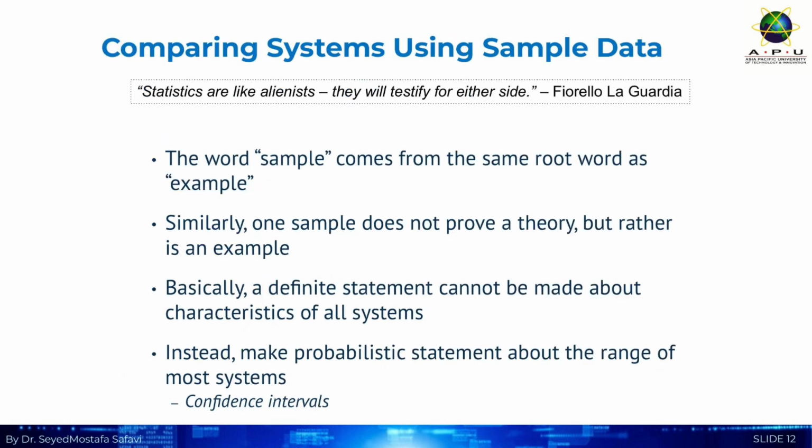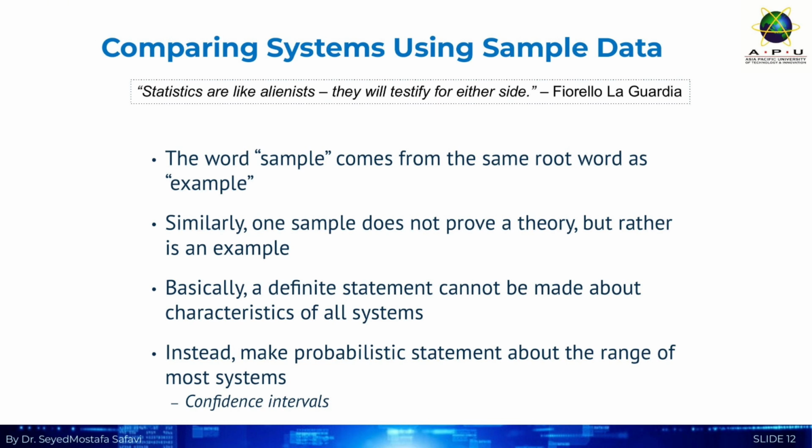Remember the LaGuardia quote: "Statistics are like alienists. They will testify for either side." This reminds us that a sample is just an example. It does not prove a theory. We can never make a definite statement about all systems based on one sample. Instead, we have to make probabilistic statements about a range of systems.